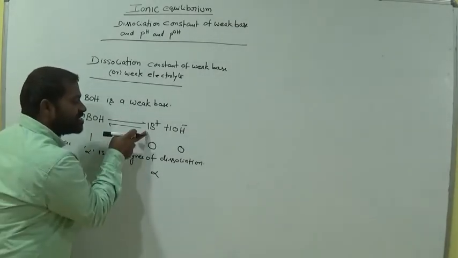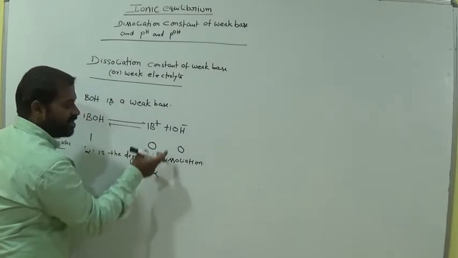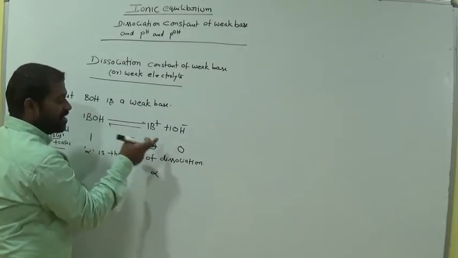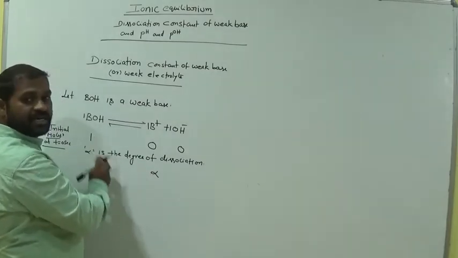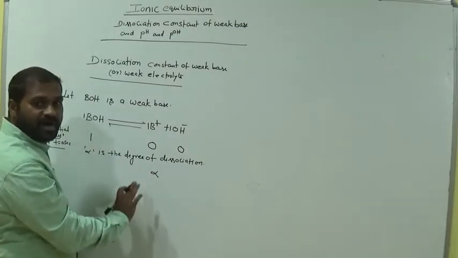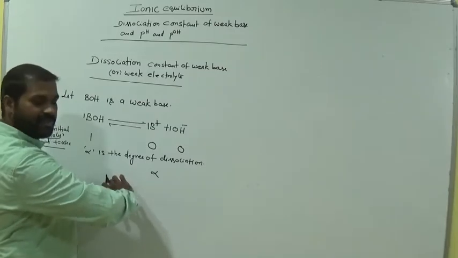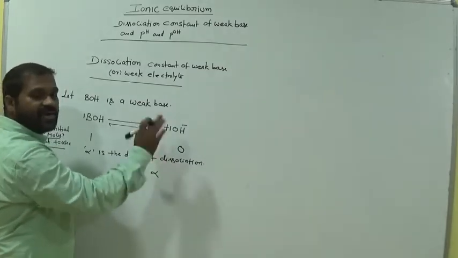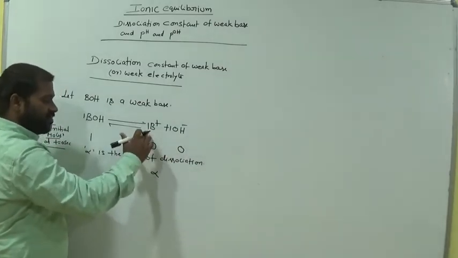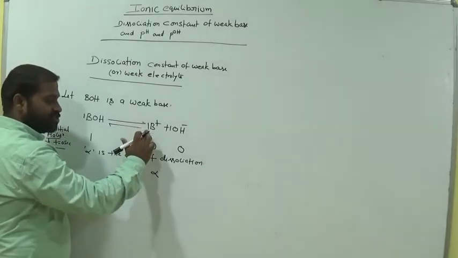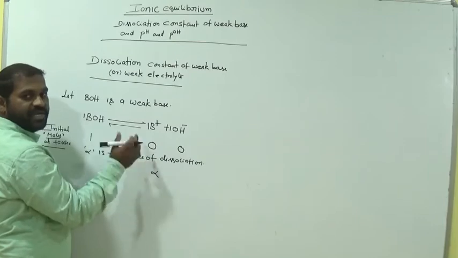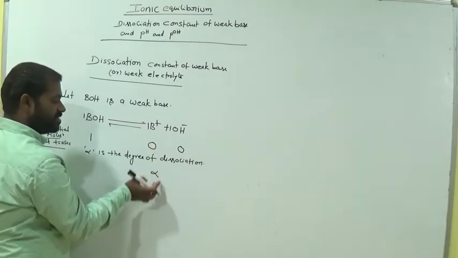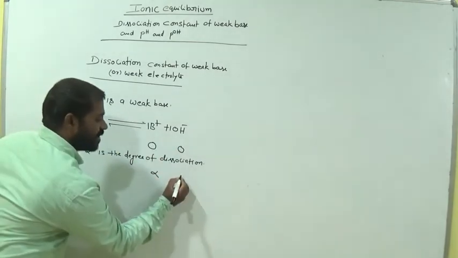Suppose it is 1, then alpha. Suppose it is 2, then 2 alpha. Suppose it is 3, then 3 alpha. Remember this. The molecules that decrease on the reactant side are alpha, while the product side increases by alpha. The moles are 1 into alpha; suppose it is 2, then 2 into alpha. Don't forget to multiply with the coefficient. Here it is 1, so 1 into alpha.